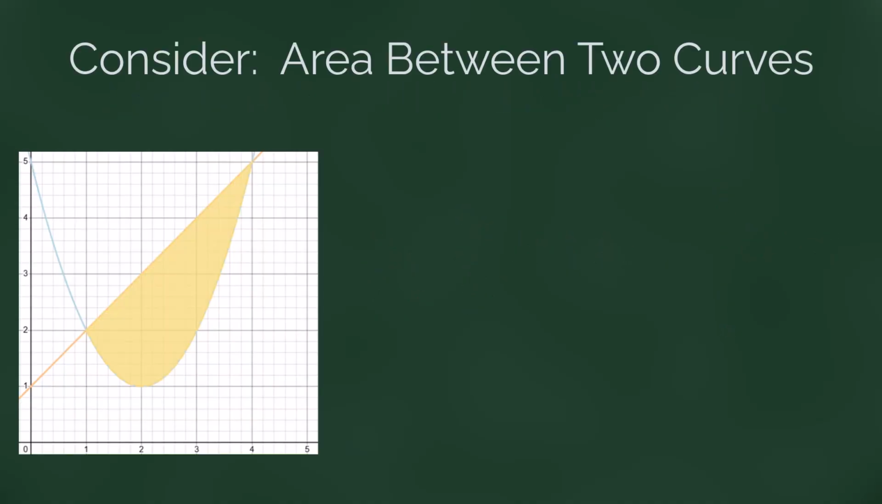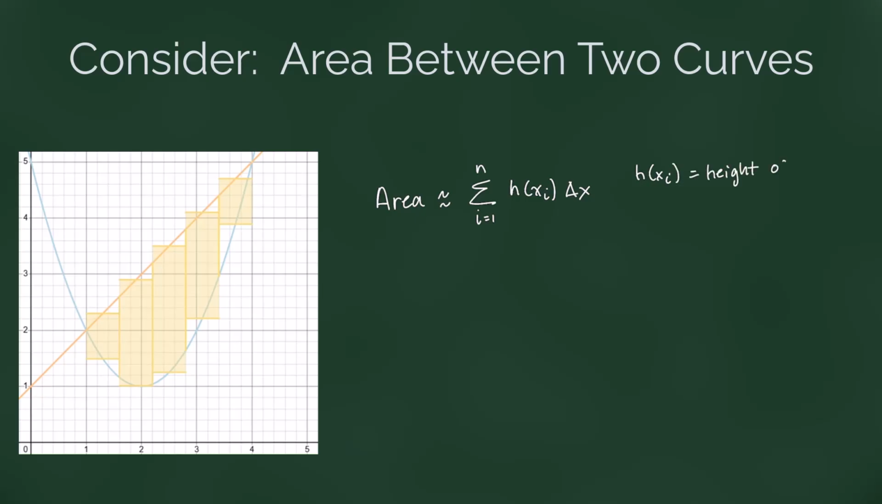We can use a similar process to find the area between two curves. Imagine dividing that area up into a series of rectangles. Then we know that that area is approximately equal to the sum from i equals 1 to n of h of x sub i times delta x, where h of x sub i represents the height of the ith rectangle, and delta x represents the width of each of those rectangles.